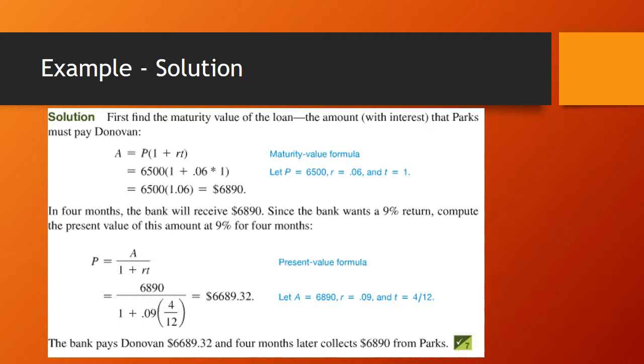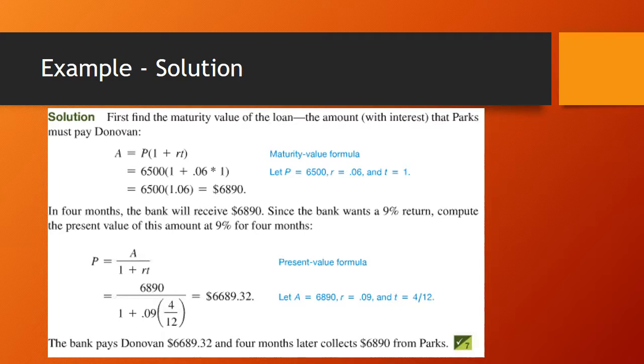Now in 4 months, the bank is going to receive that money. Since the bank wants a 9% return on its investment on what it is giving to Virginia, we need to figure out the present value of this amount, because that's what the bank will give her at 9% for 4 months. So we're going to use our present value formula.